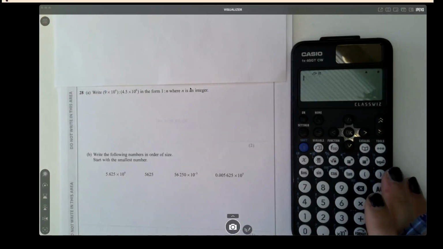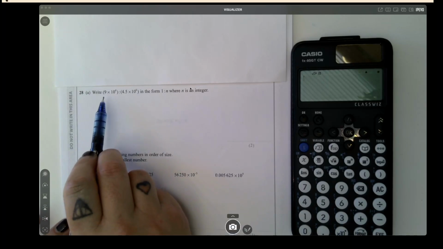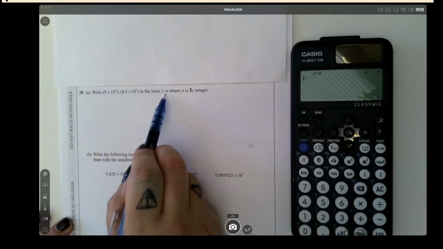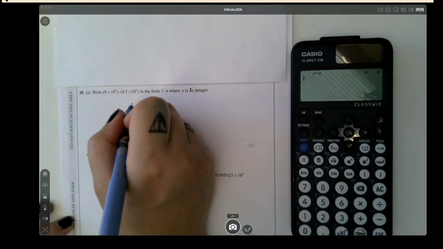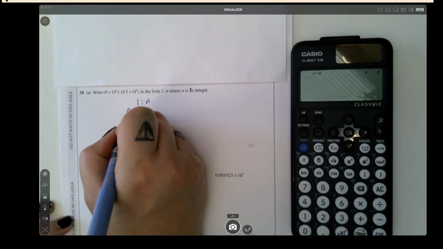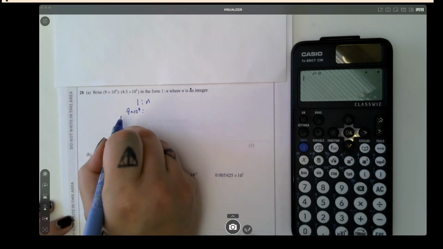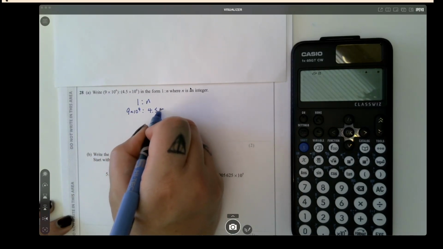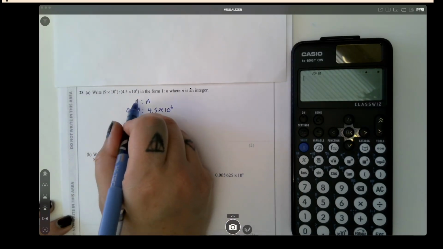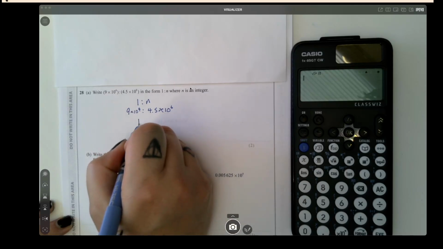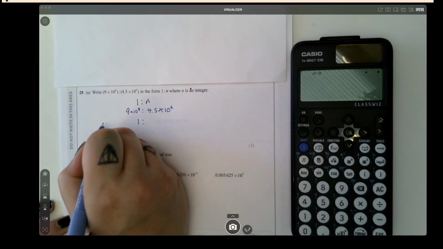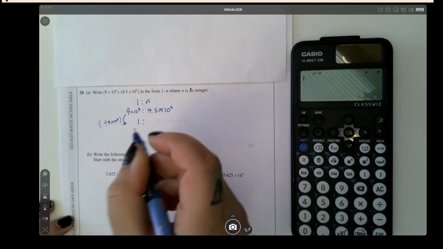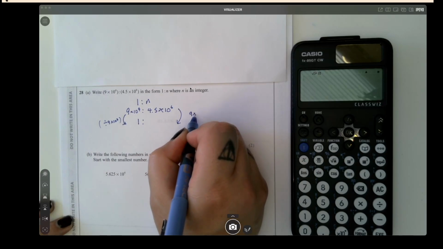Question 28, part A, write 9 times 10 to the power of 4 to 4.5 times 10 to the power of 6 in the form 1 to n where n is an integer. So we want it in the form 1 to n. So on this side of the ratio is the standard form 9 times 10 to the power of 4. On this side of the ratio is 4.5 times 10 to the power of 6. So this is the side of the ratio we want to be 1. So if we're going to make this 1, we're going to have to divide by 9 times 10 to the power of 4. So we're going to have to do the same on the other side.